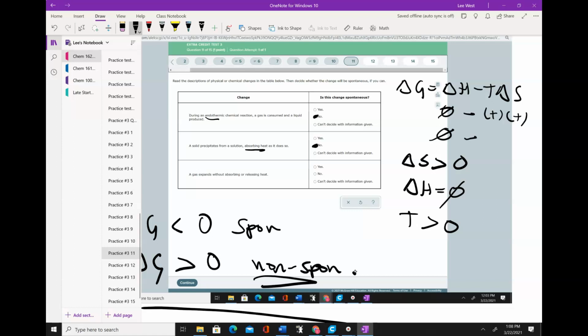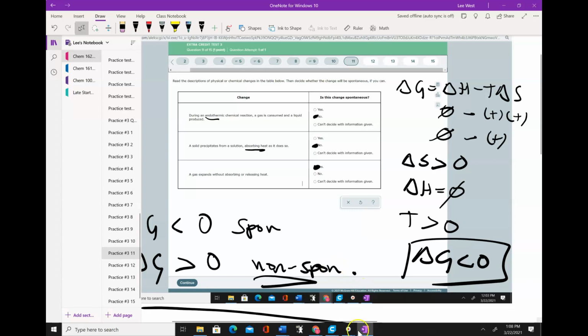So 0 minus a positive. And so that's going to give me always a negative number, isn't it? Right? So delta G is always going to be negative in this case. So yes, that will be spontaneous. Okay? So it's kind of dumb in a sense. Does a gas expand? Heck yeah. If you have a container full of gas and you take the lid off, it will spontaneously expand.